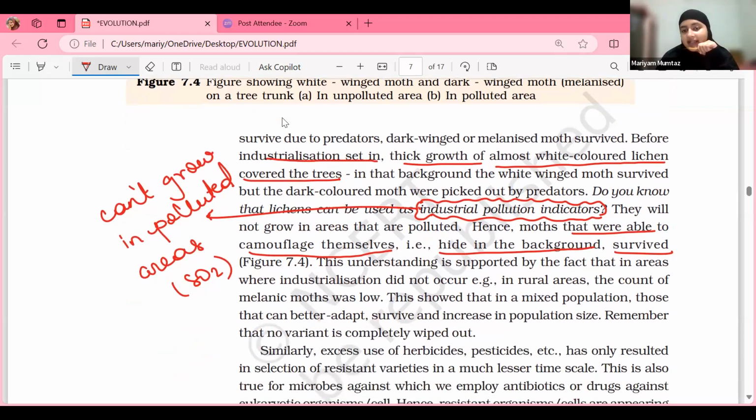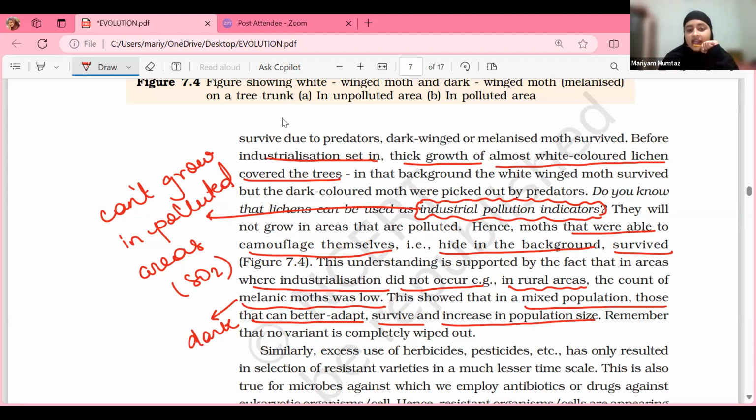So this understanding is supported by the fact that in areas where industrialization did not occur, meaning in the rural areas, the count of the melanic moths, meaning the dark ones, was low. So this showed that in a mixed population, those that can better adapt survive and increase in population size; they would be selected by nature. Okay. Also remember that no organism is completely wiped out. It does not mean that, because of natural selection, the entire population will become zero. It can never happen.